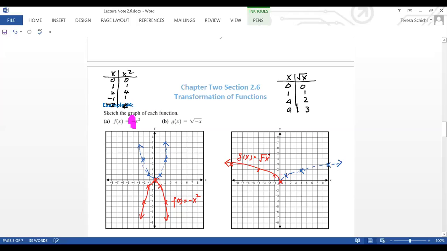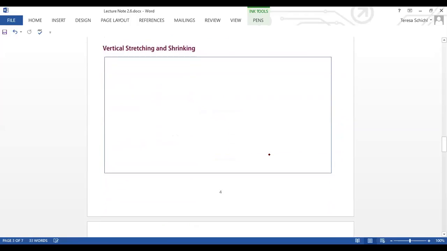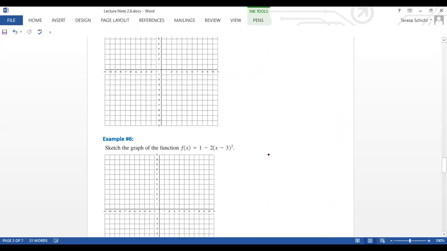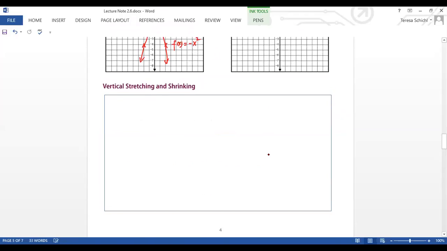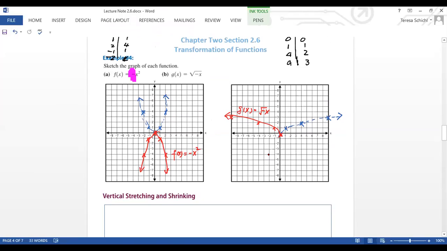All right, now I think this is a good place to stop our first video, and then we're going to take a look at our second video. We're going to talk about two other transformations: vertical stretch and shrink, and also horizontal shrink or stretch. So this is a good time to end video number 1. Nice to talk to you, and I look forward to talking to you in our next videos.